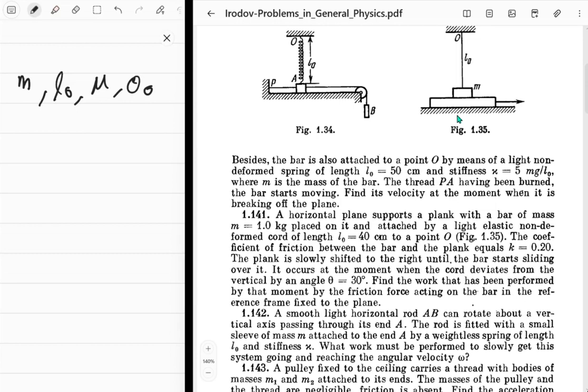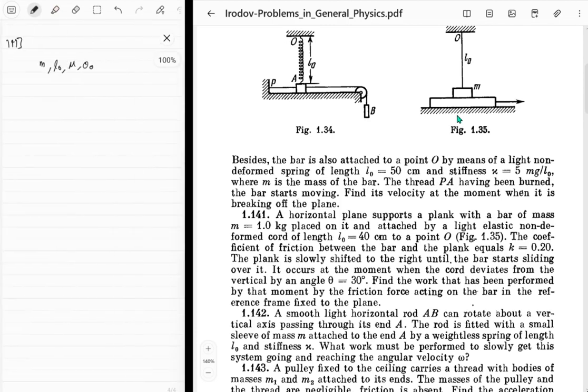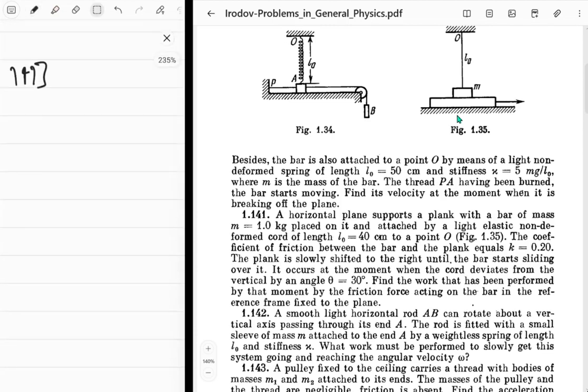So you can just shamelessly say zero, right? If it was in the ground frame, it would be different. But since it's just like that, you can just go and say zero, right? So it's just sticking to the plank until 30 degrees, and then it will start sliding down.